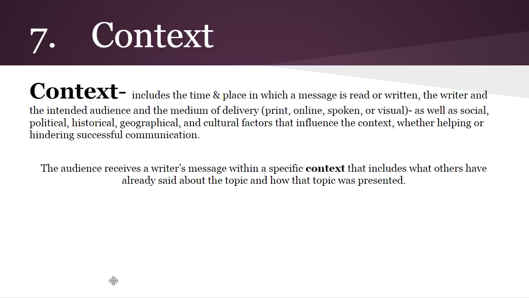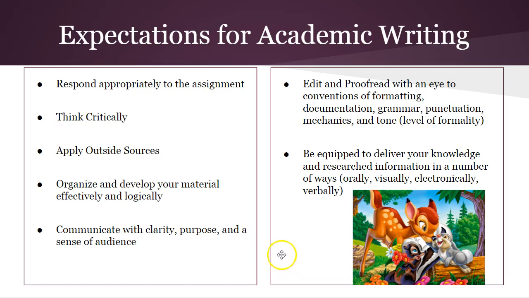So it's very important that the audience receives a writer's message within a specific context. That includes what others have already said about the topic and how that topic was presented. It just helps you keep everything consistent. And also, whenever we do our APA paper, we are going to learn the classical arrangement. So you will actually be given a format for your context in your paper. All right, so these are our expectations for academic writing, and this is going to be throughout our entire class.